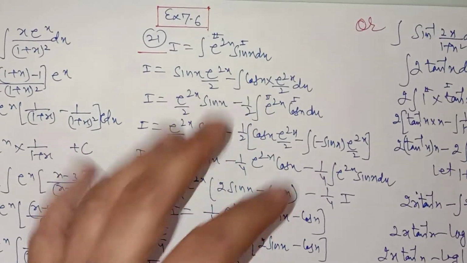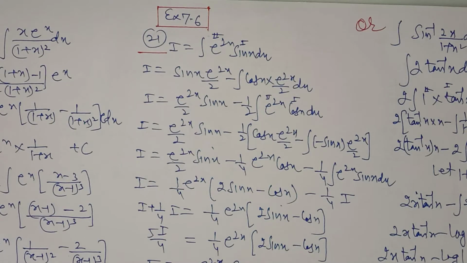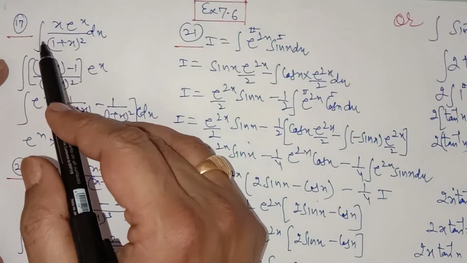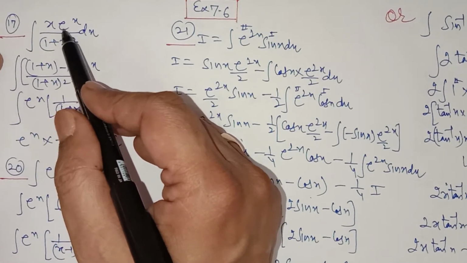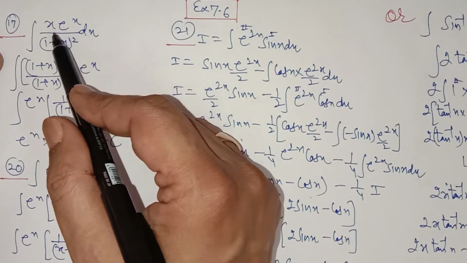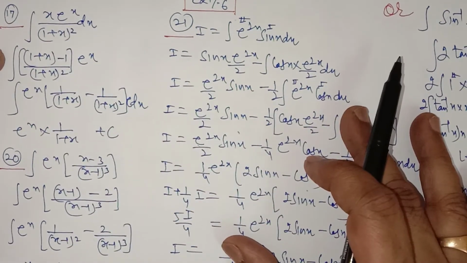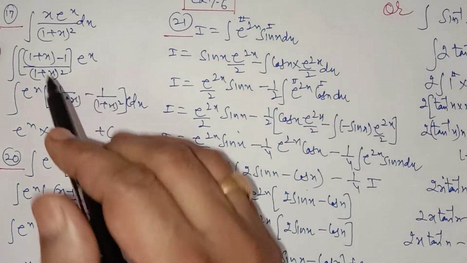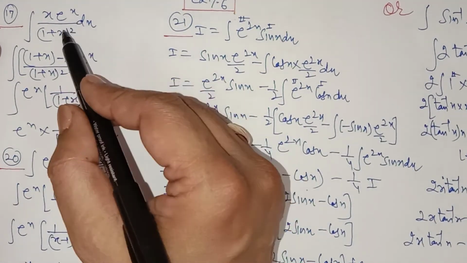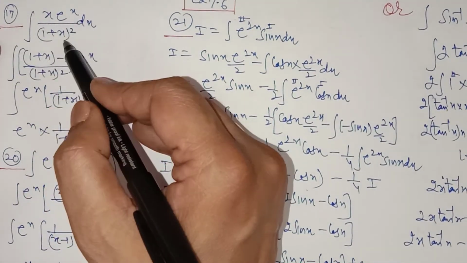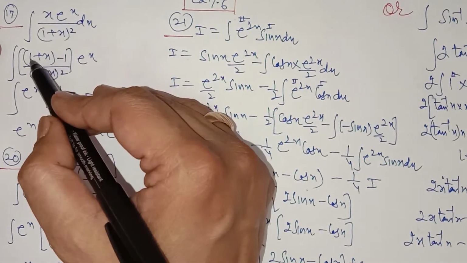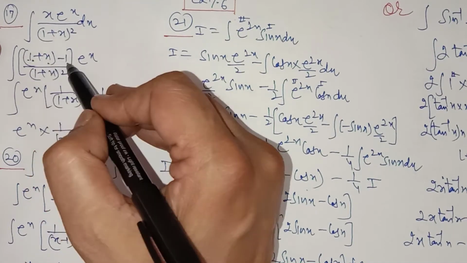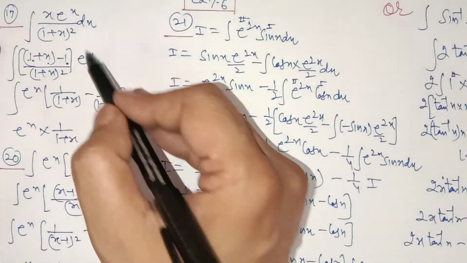In the first 16 or 17 questions, the direct formula is being used, but in the next question you have to arrange it as in question number 17. Again, whenever we have an integral containing e raised to power x and it is being multiplied with some function, most probably it will be a question based on the property of integration by parts. So in question number 17, x e raised to power x upon (1 plus x) square with respect to x. So what I have done for x, I have added 1 and subtracted 1. 1 plus x minus 1. e raised to power x as it is.